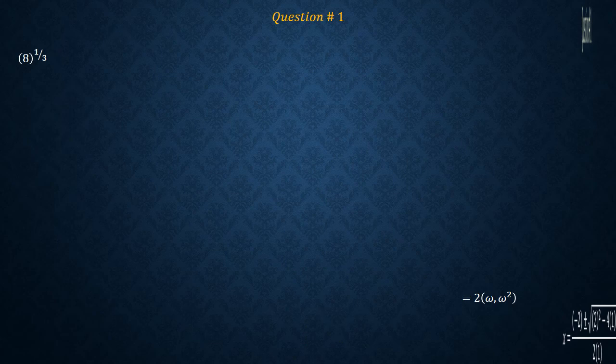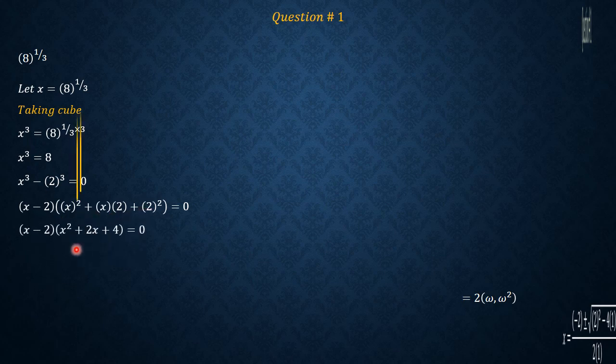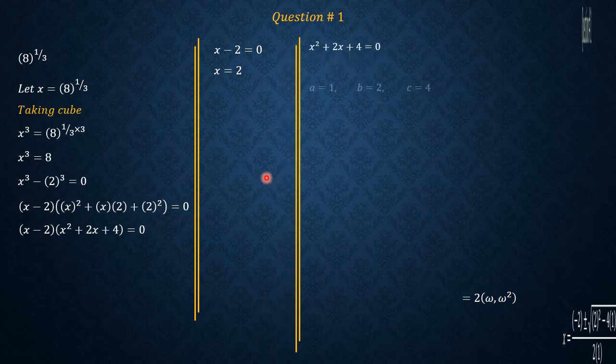Now moving towards the next part. Now this is 8. Again the same step as in the previous question. We can write this by taking the cube, cancelling, and taking it to the other side, applying the formula: x minus 2, then x square plus 2x plus 2 square. Some more simplification: x minus 2 is equal to 0, so the value is 2. Again, students, factorization is not possible, so we have to apply the quadratic formula.